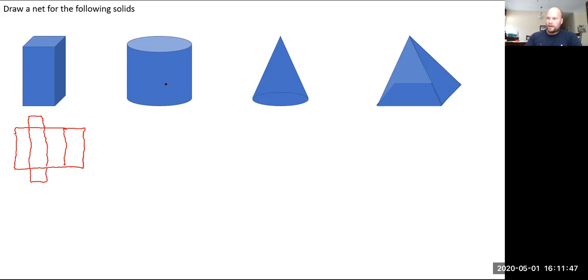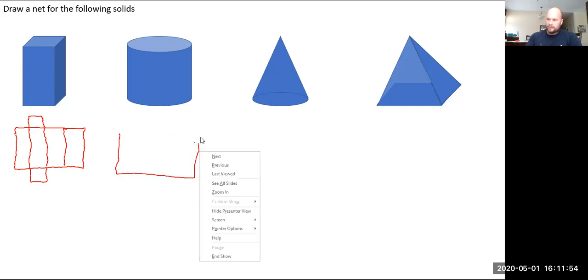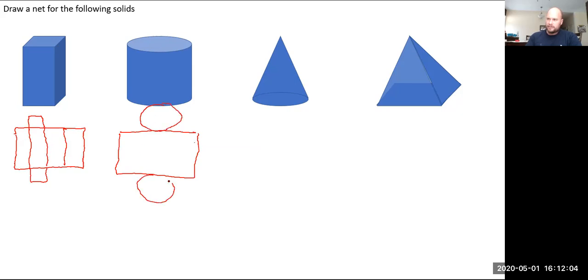Now, for our cylinder, we had one large rectangle again. And then we had a circle on both the top and the bottom. For our cone, it was made up of a sector. Again, depending on the dimensions, it changes what the sector might look like. But that's our general net for our cone.